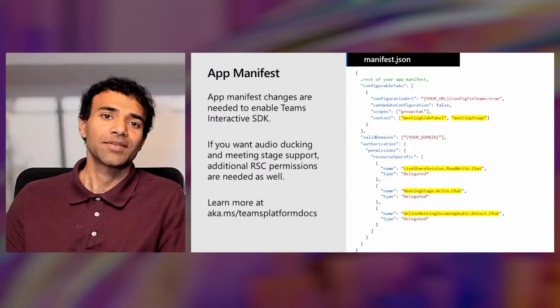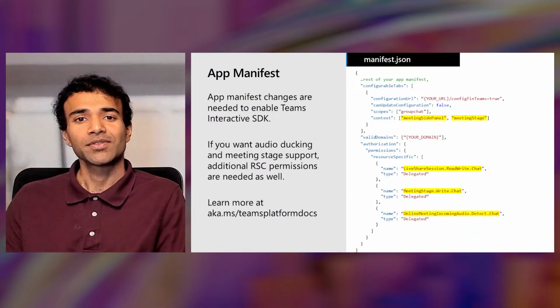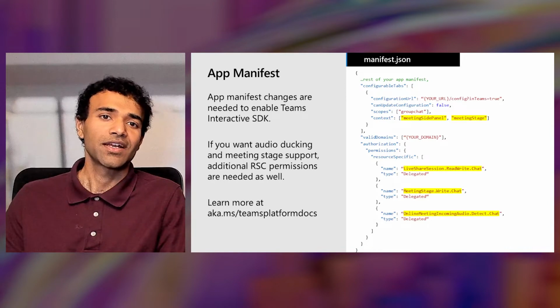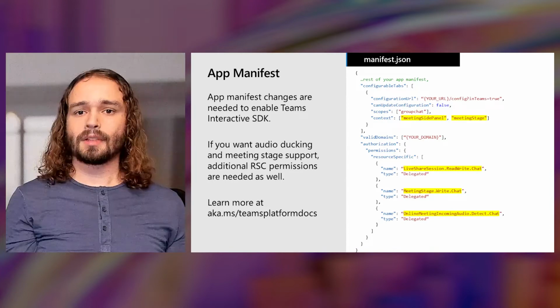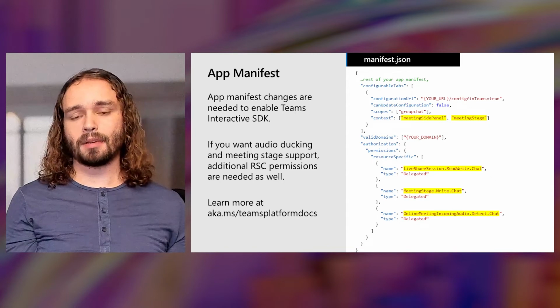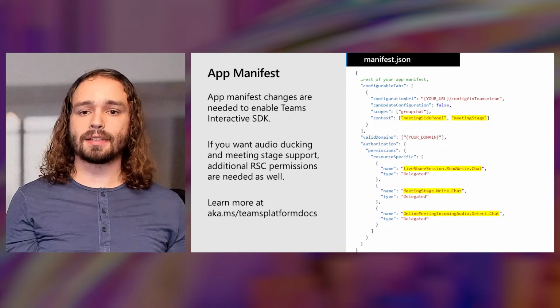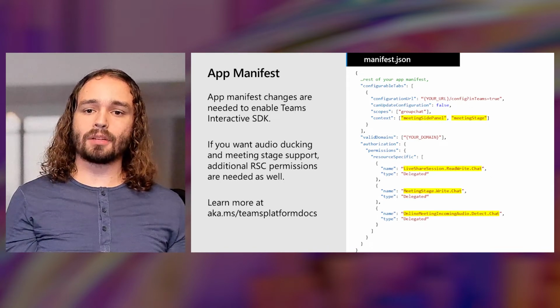First, let's review the Teams app manifest changes needed to use the LiveShare SDK and related features. If you aren't familiar with the Teams app manifest, you can learn more at aka.ms/teamsplatformdocs. At a high level, this is a JSON structure that tells the Teams client what your app capabilities are, what permissions a user must consent to use them, and other information about your app.